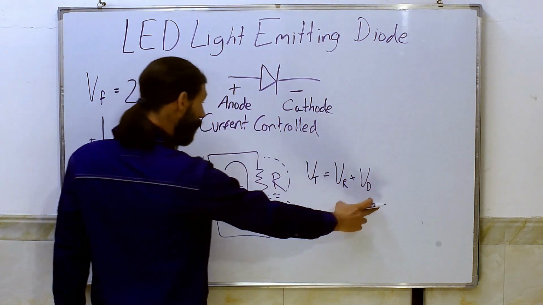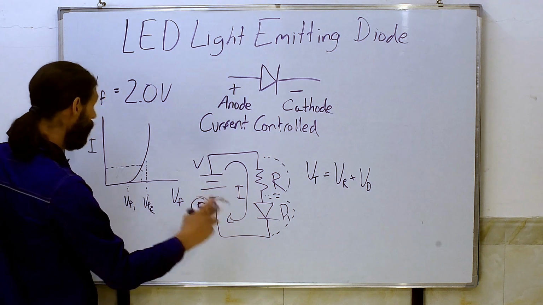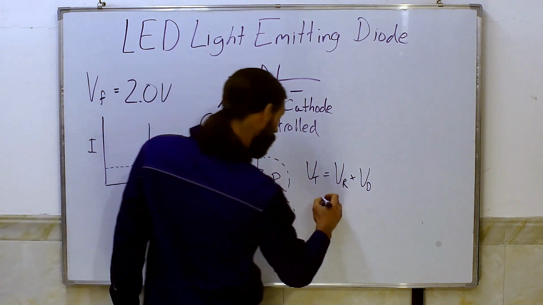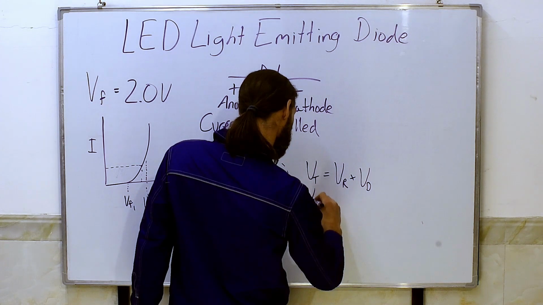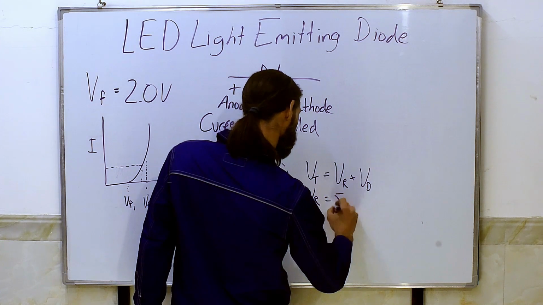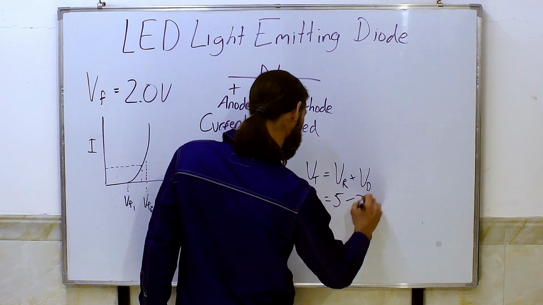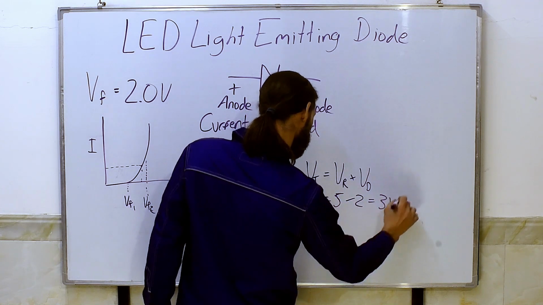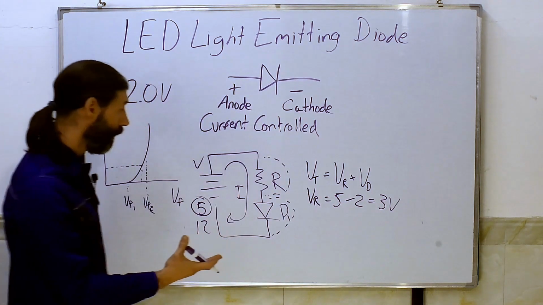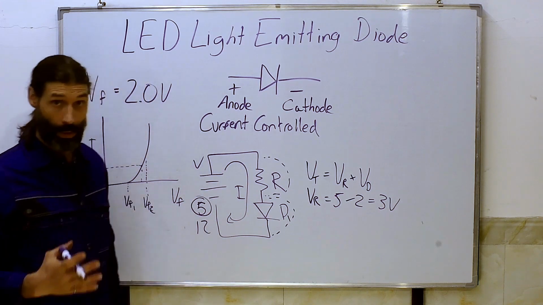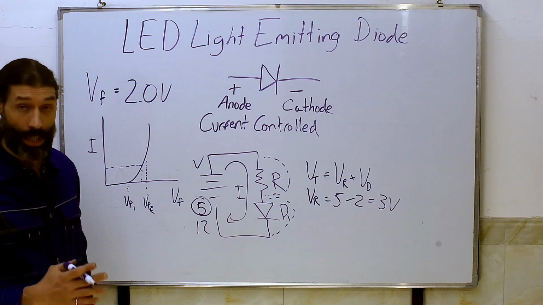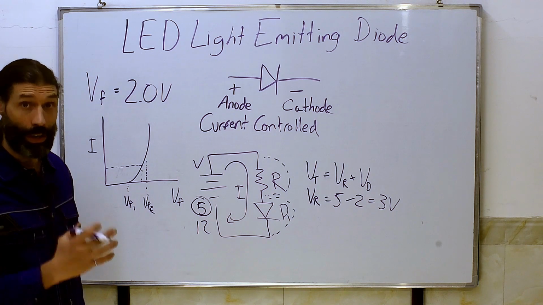Now we know that the voltage drop across the LED is approximately 2 volts. So our voltage drop across the resistor is going to be 5 minus 2, which is equal to 3. Well, now we know that the voltage drop we want across the resistor is 3 volts. How do we decide what resistor to use? Well, we've got to choose what current we want.